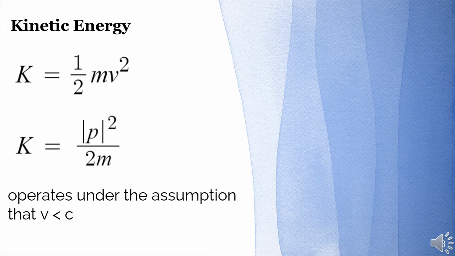One type of energy we explored more in depth this week was kinetic energy. We can solve for the kinetic energy in an object with the equation K equals half m times v squared. Applying our understanding of the momentum principle, we can rewrite this as K equals half times the absolute value of momentum squared divided by the mass. It's also good to know that this equation operates under the assumption that the velocity is significantly slower than the speed of light.